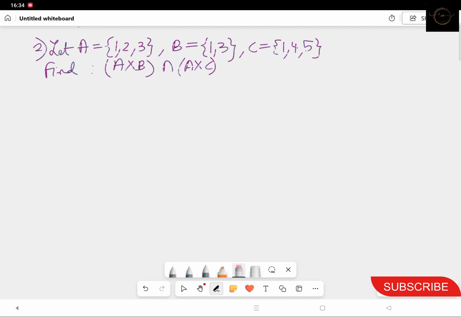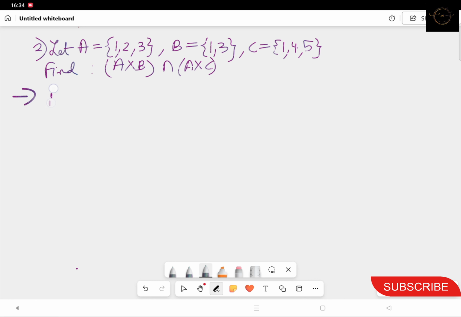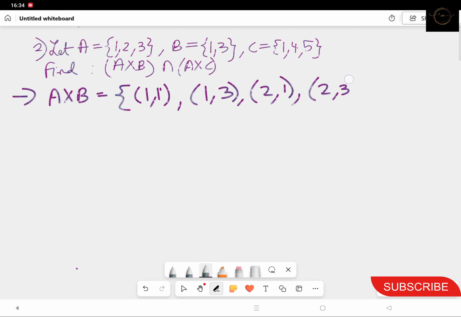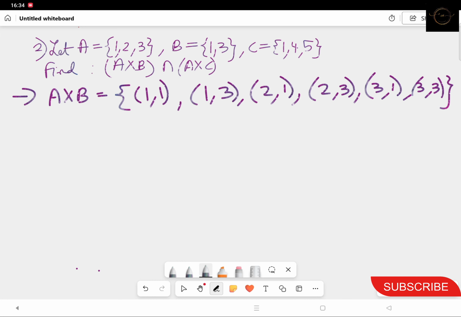So first and foremost, we have to find out the value of A into B. What about A into B? You know the sets A and B. So it will be (1, 1), then (1, 3), (2, 1), (2, 3), (3, 1) and (3, 3). This is all about A into B. All the elements of A have to be written in the first place and the elements of B have to be written in the second place.